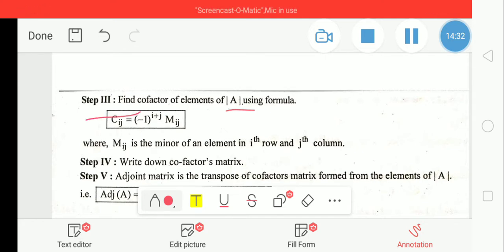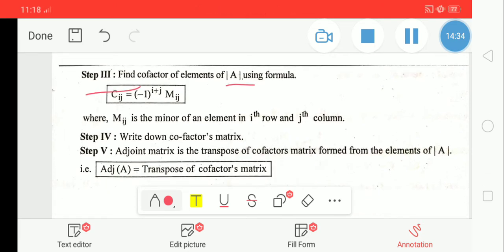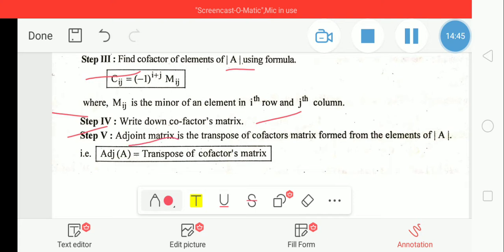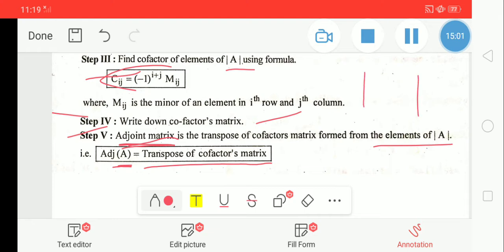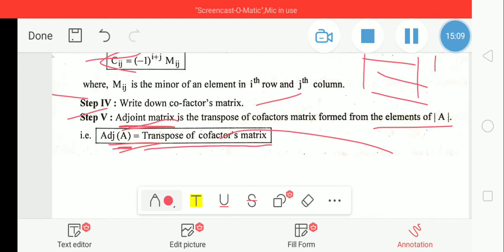Now we have seen that, using it we find the cofactors. Then write down the cofactor matrix. And the last step, the adjoint matrix is the transpose of the cofactor matrix of the elements of A. Now adjoint matrix means transpose of the cofactor matrix; the transpose of this cofactor matrix means adjoint of A, which means interchanging row and column. So they give adjoint of A.